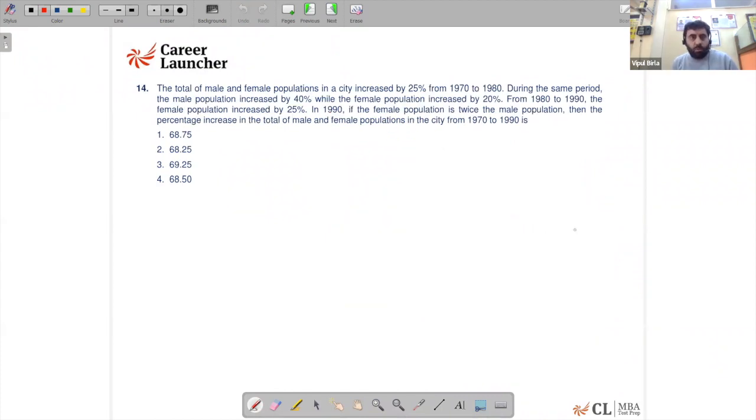Let's look at question number 14. It says the total of male and female population in a city increased by 25% from 1970 to 1980.